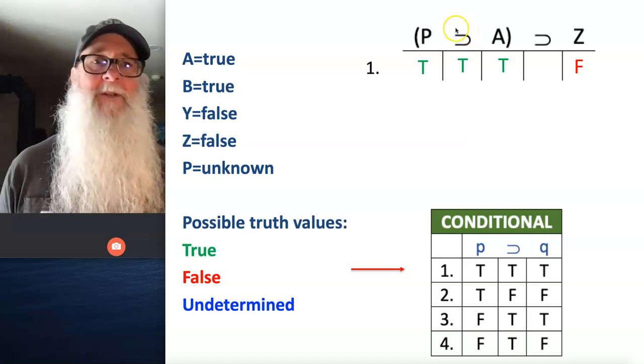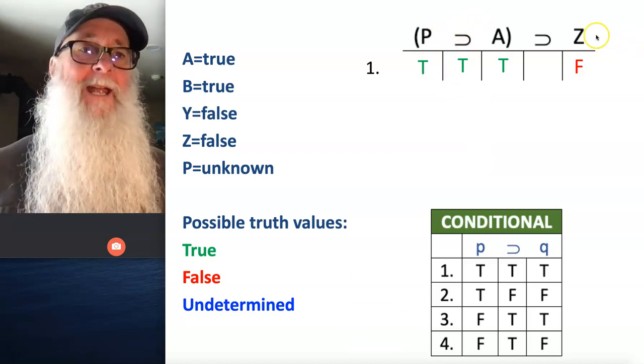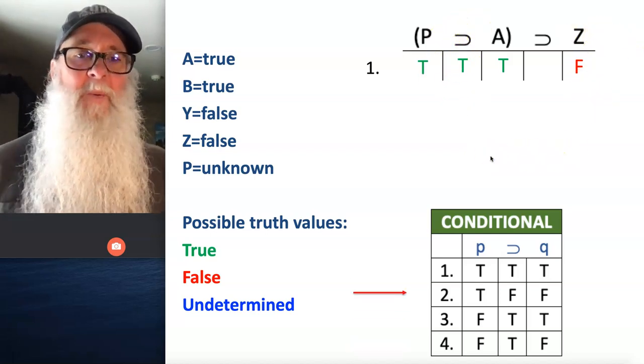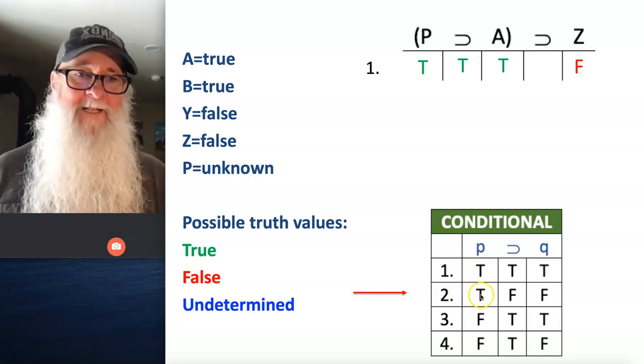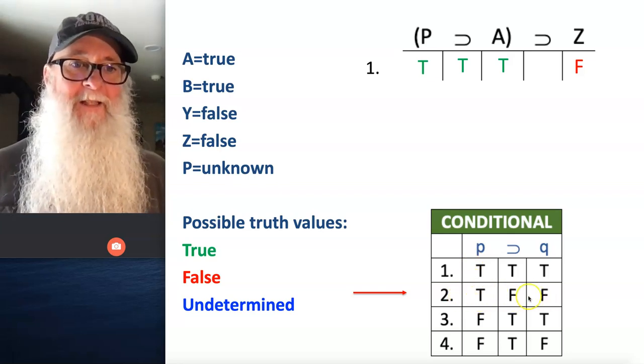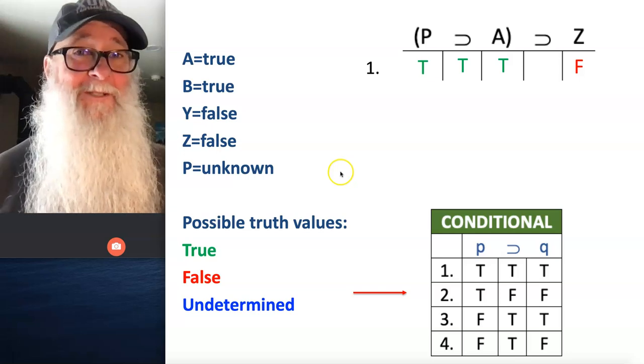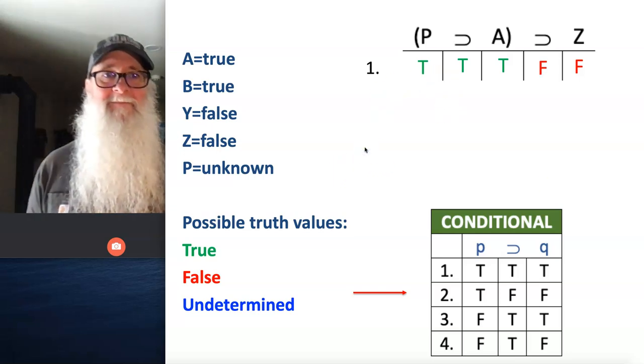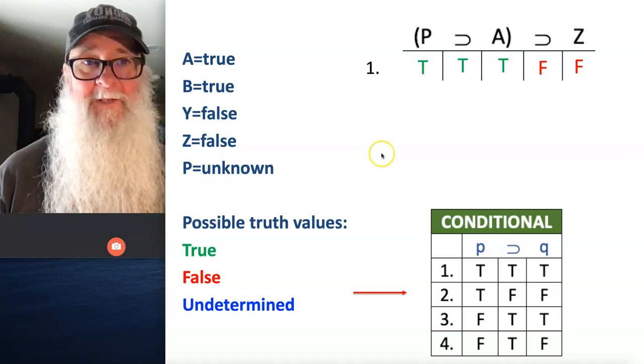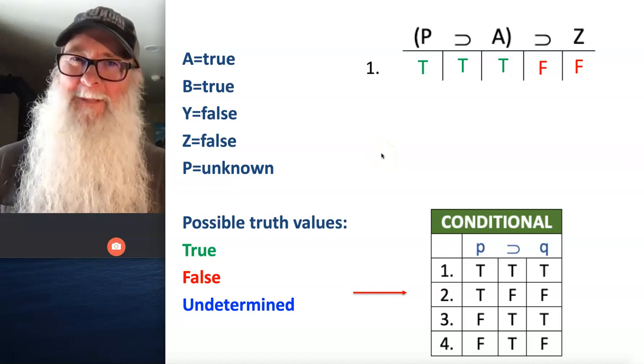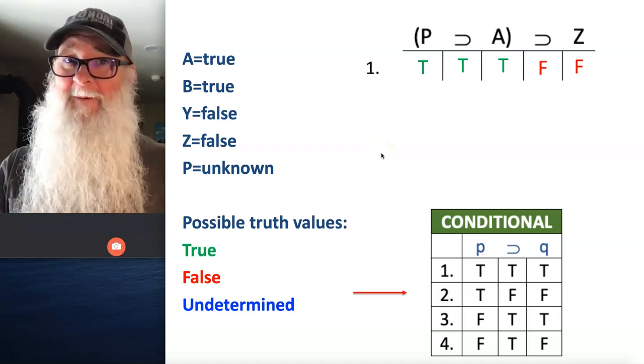Okay, so now that we know the truth value of the horseshoe and we know the truth value of Z, we can look back at our graphic and find the line that matches that combination, and we see that when we assume that P is true, that main operator horseshoe is false. But we don't know that P is true. We just assumed it to see what would happen.